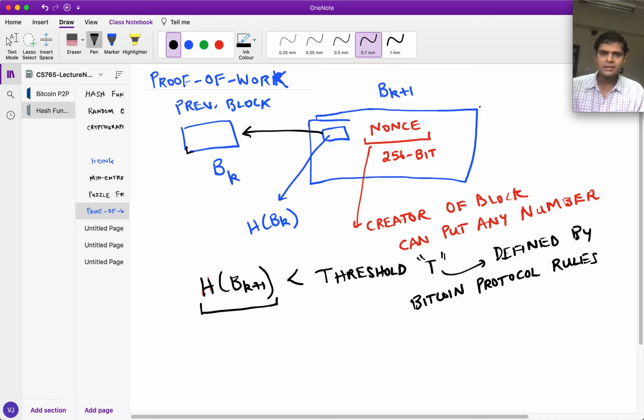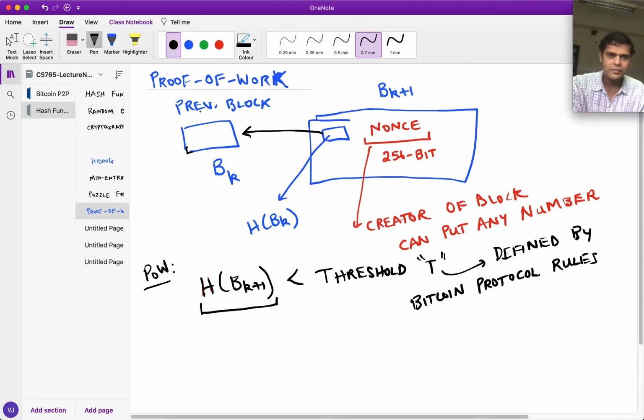And what Satoshi said is something very simple, what's called proof of work. And really this is it. This is Satoshi's brilliant idea of proof of work in a nutshell. He said that whoever is the first person to generate a block whose hash value is less than the threshold, where the threshold is defined by the protocol or the Bitcoin rules, that person is the one who generates the next block. Okay, how does it work?